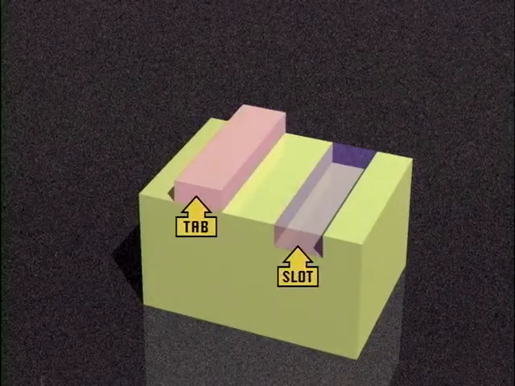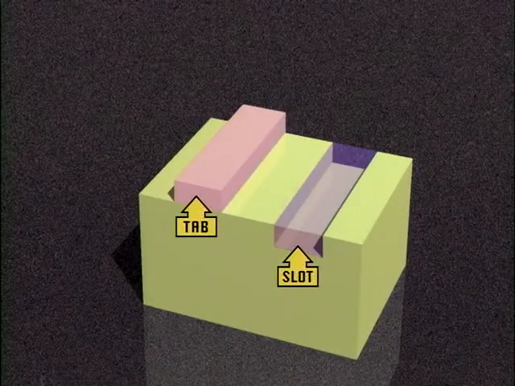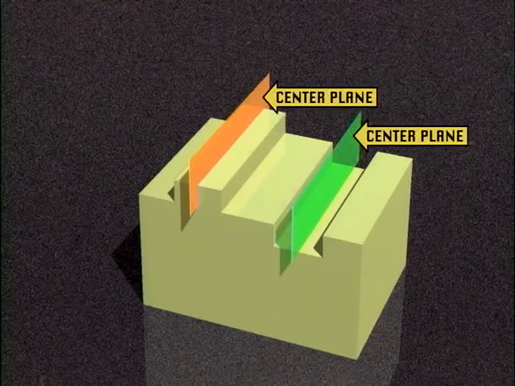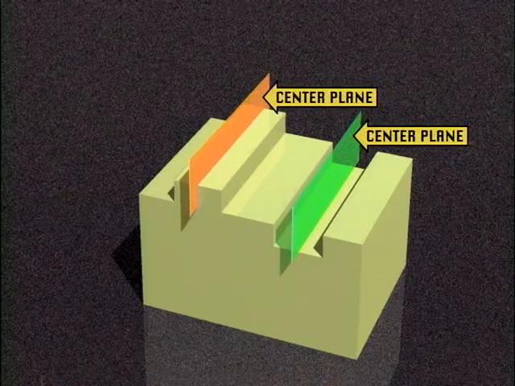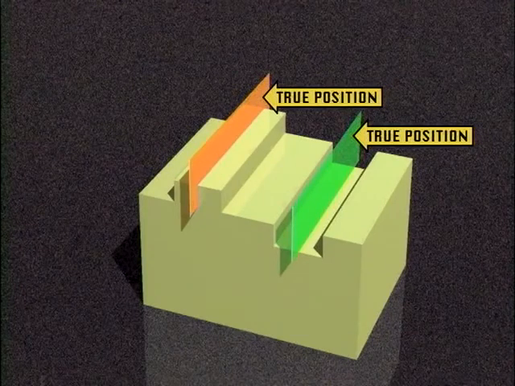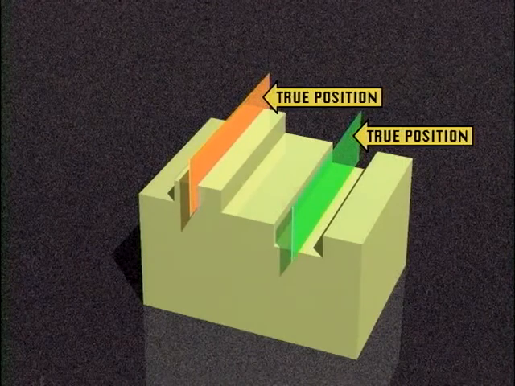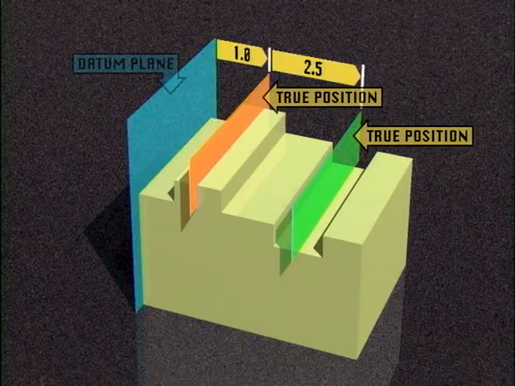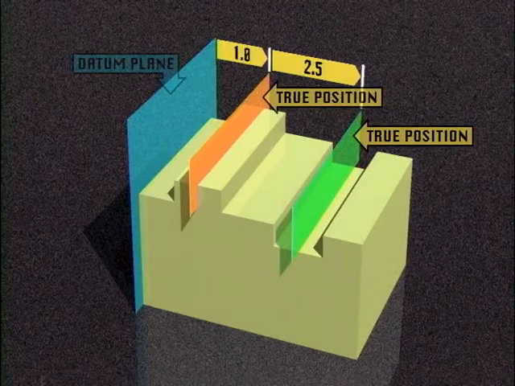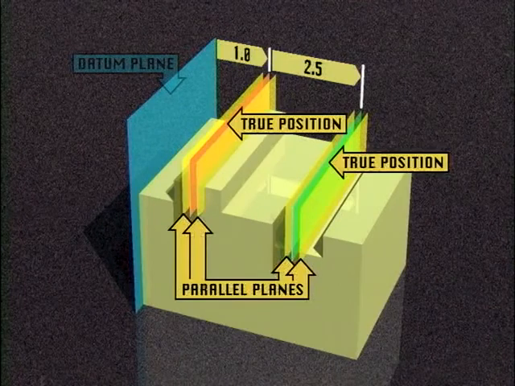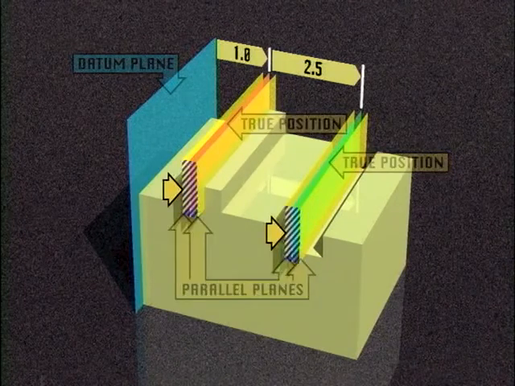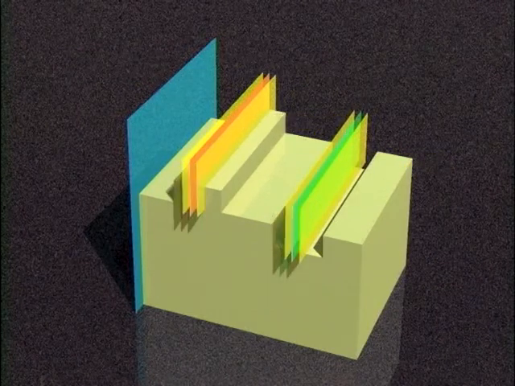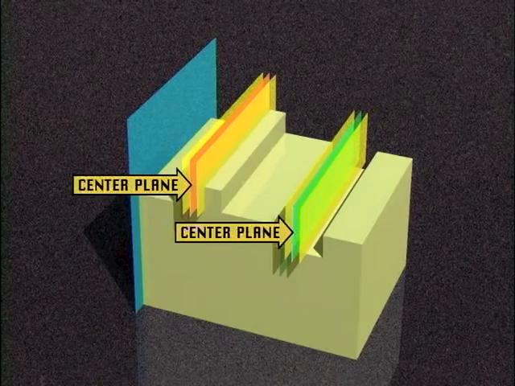Features such as slots or tabs can also have position tolerances applied to them. A position tolerance for these features controls the location of the center plane. The perfect ideal location of the center plane is called true position. Like the true position of cylindrical features, the true position of a slot or tab is established by basic dimensions. The tolerance zone for these features would consist of two parallel planes with the true position plane in the center. The position tolerance amount is the width of this tolerance zone. The center plane of the actual feature would have to be located inside this tolerance zone.